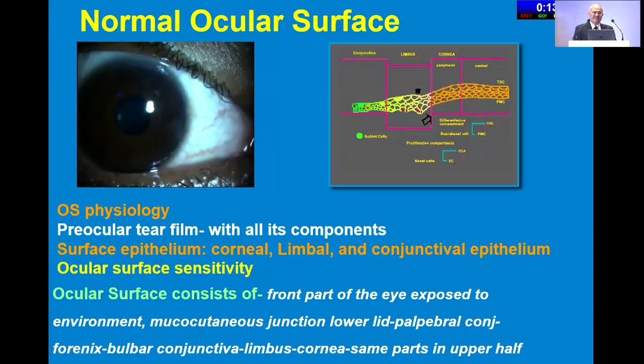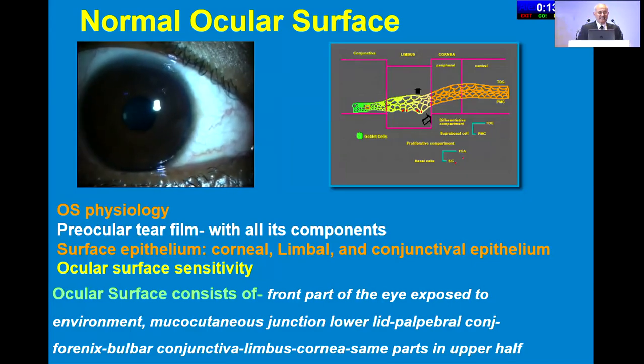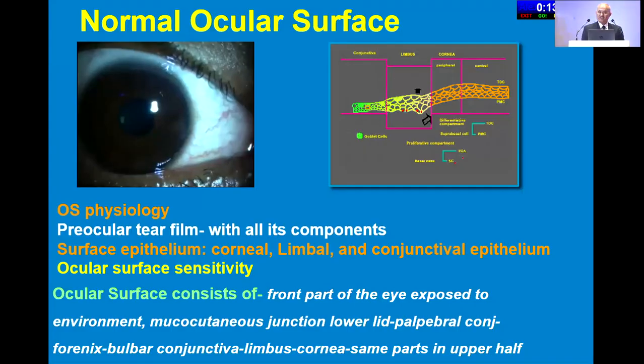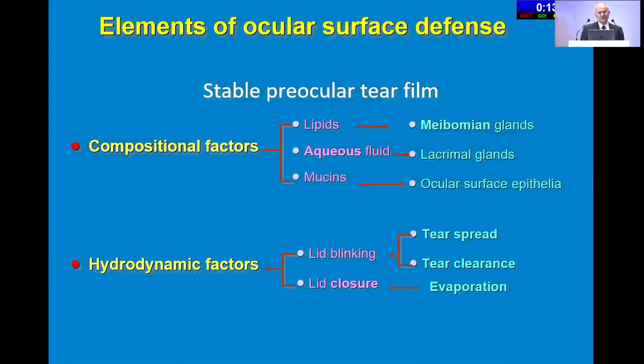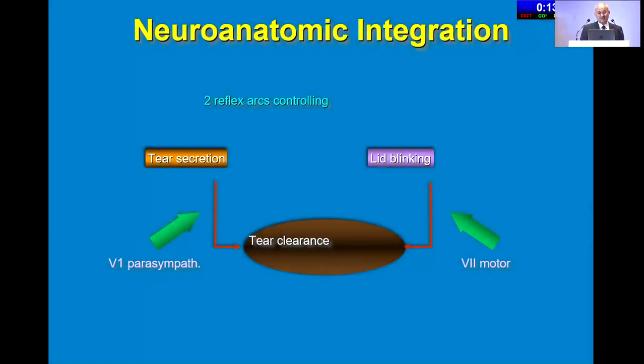When we talk about limbal stem cell deficiency, we need to understand that the ocular surface is a complex structure which is maintained by the preocular tear film with its components, surface epithelium, and the ocular surface sensitivity. The various parts of the ocular surface consist of the mucosal epithelium exposed to the environment. The elements of the stable preocular tear film are compositional factors and hydrodynamic factors, and both are important to maintain the surface. This balance is coordinated by two reflex arcs at the brainstem level.